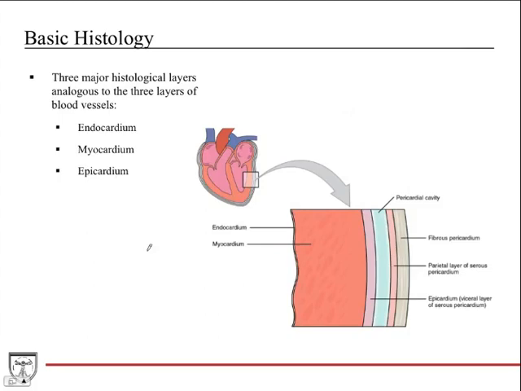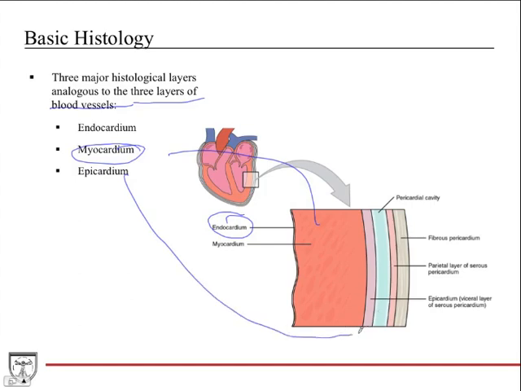So, very basic histology. We're not going to go much past this. There are 3 major histological layers, analogous to the 3 layers of the blood vessels. You have the endocardium, which is similar to the tunica intima, the main layer here. Then you have the myocardium, which is this layer right here, analogous to the tunica media. Then you have the epicardium, which is out here, the most outer layer, and that is analogous to the tunica adventitia. Then you have the pericardial cavity, and then the parietal layer.